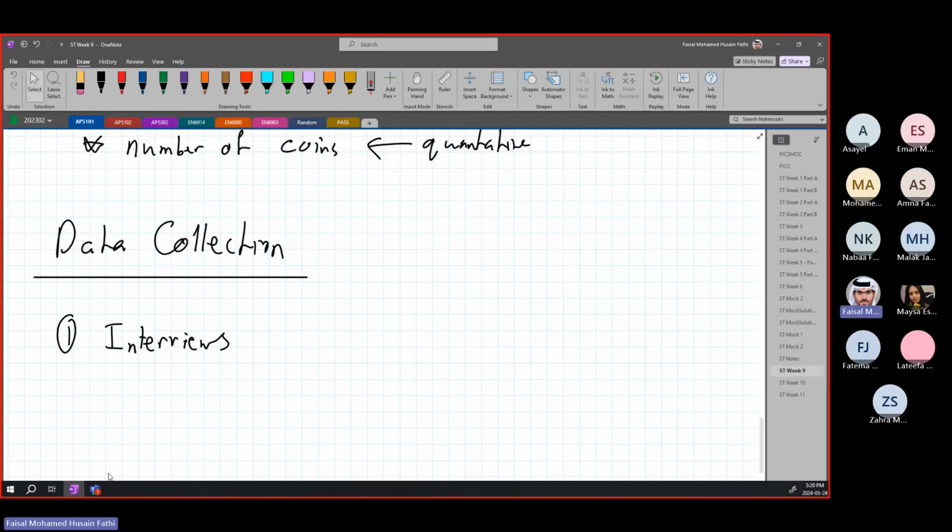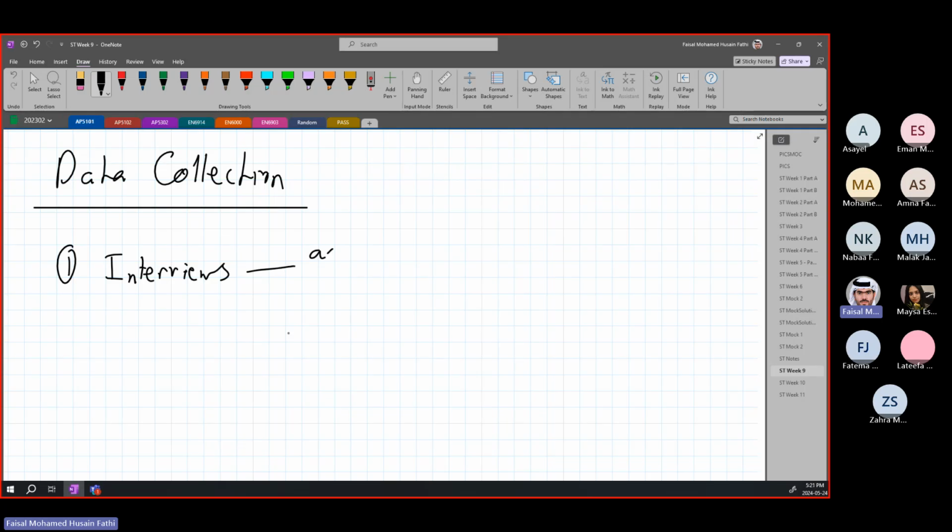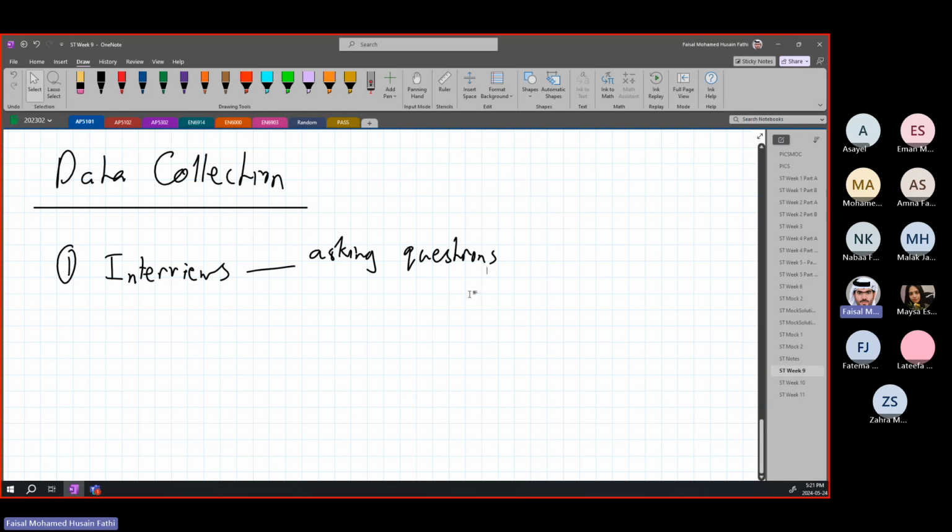Interviews. When you interview someone, you're trying to gather information directly from that person. You will ask a series of questions, and they'll be giving you direct answers, whether it's qualitative or quantitative data. But it also has its advantages and disadvantages.